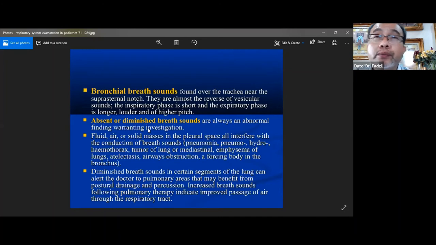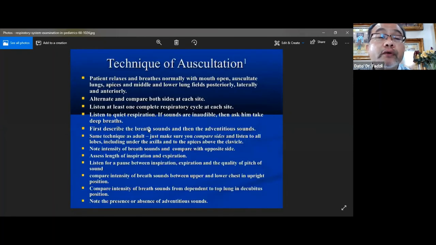When there's no air movement inside the lung, there will be absent breath sound. But rarely will you hear that. Most of the time what you hear is decreased air entry. I mean that because of a pathological condition, air movement in the lung is reduced. That is called decreased air entry. So you have to recognize that.